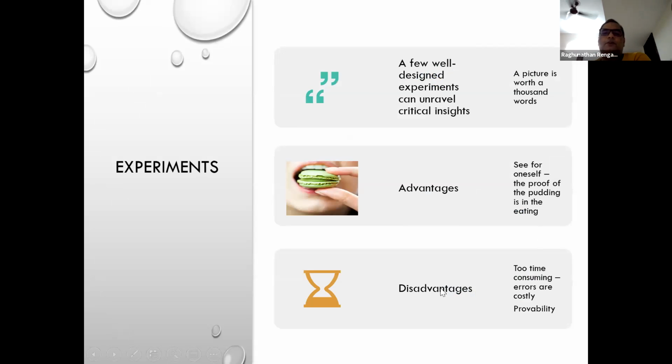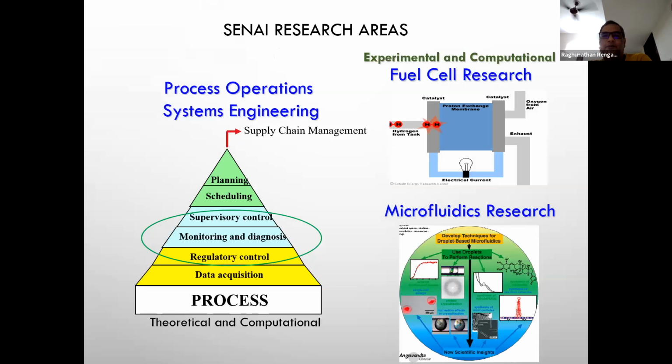With experiments, a few well-designed experiments can unravel critical insights very quickly, and really the proof of the pudding is in the eating. I can do any modeling and tell you anything I want, but unless I show you something, it's not going to be useful. The difficulties are that it's time consuming, much more expensive, and so on. So in some sense, I think there has to be a nice combination between theory and experiments, not only across faculty, but even within one's own group.